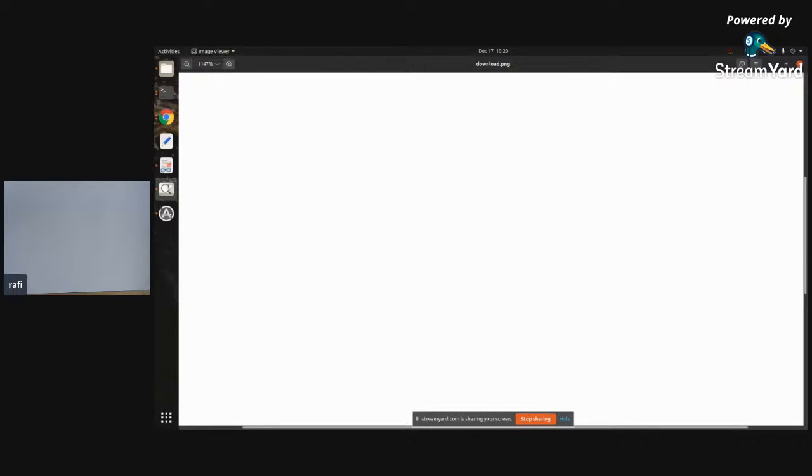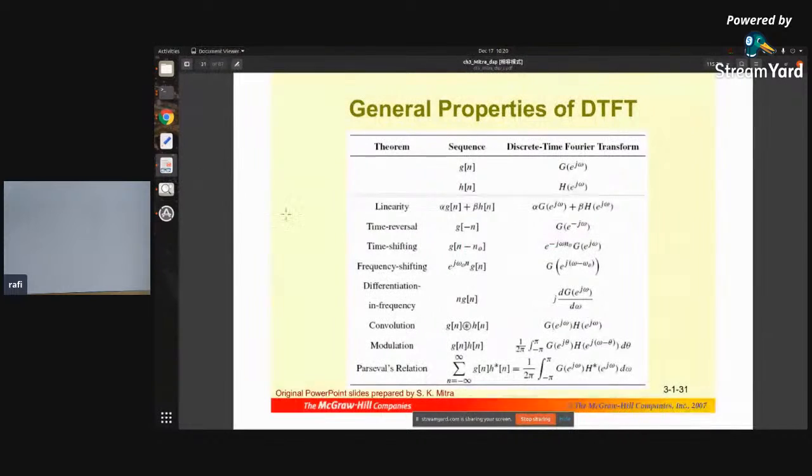So this one is okay. That is differentiation in frequency.